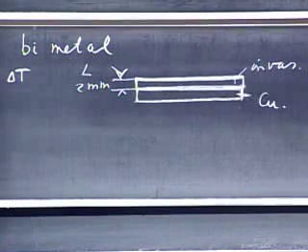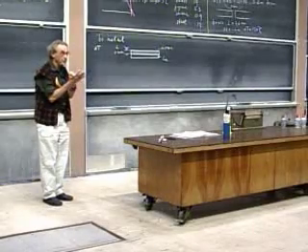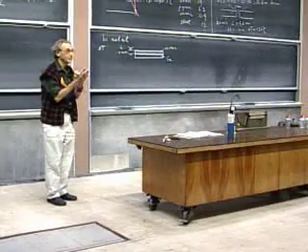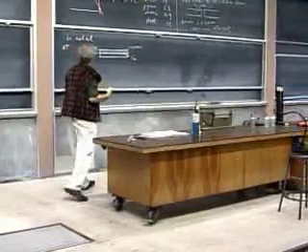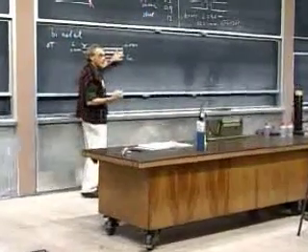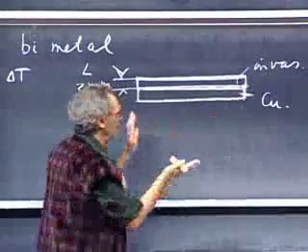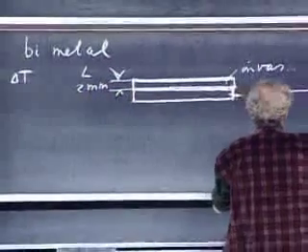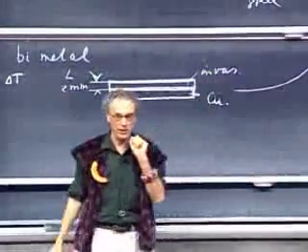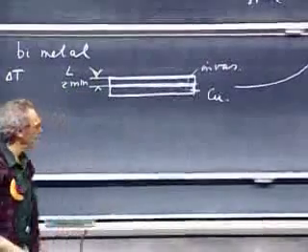If they're stuck together, they can't slip relative to each other. What will they do? They will bend. And since the Invar is not going to expand very much, but the copper will, if you heat it up, it will go like this. And we'll see that there are many applications of that.